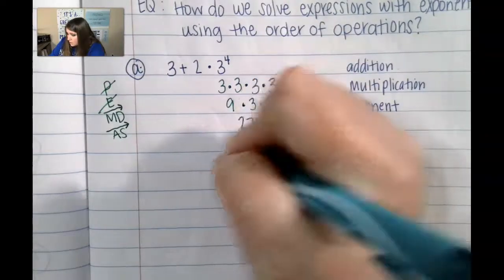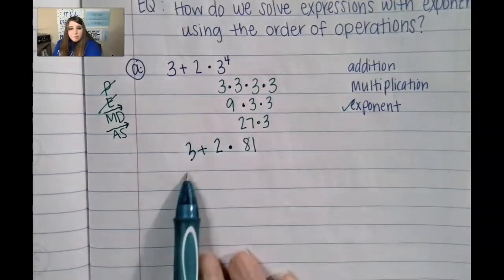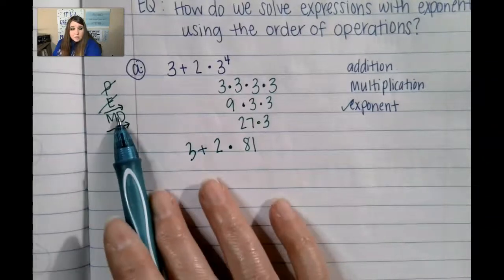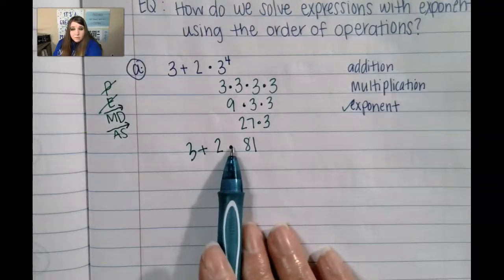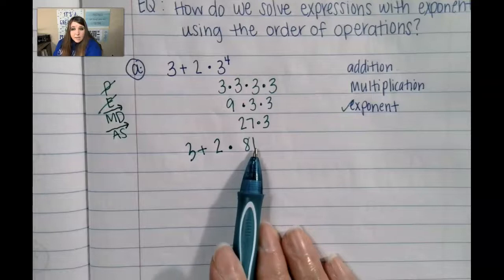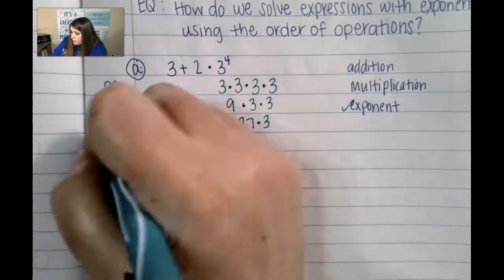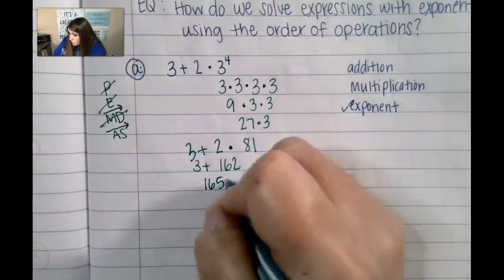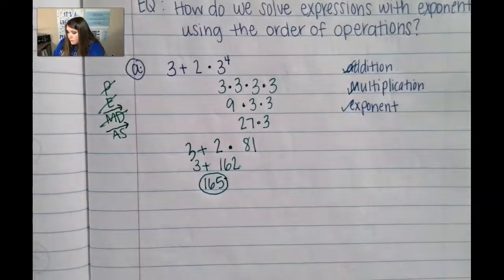The rest of this information, I'm going to bring down along with the symbols, okay? So now I have 3 plus 2 times 81. I'm ready to multiply. Multiplication comes next, or division. I don't have any division. So when I start on the right and I go here, the first one is multiplication. Back up, that's 2 times 81. 2 times 81 is going to give me 162 plus the 3, so I get 165. So my answer is 165. I finish all the steps in the order of operations.